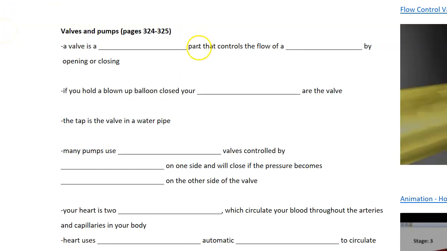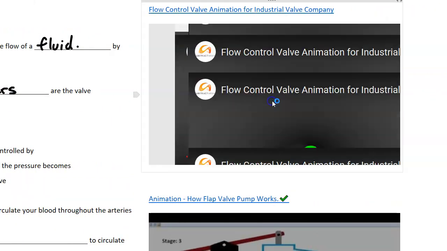Okay, throughout these systems, a lot of times valves and pumps will be used. A valve is really just a movable part that controls the flow of a fluid by opening or closing. Now, that fluid, again, can be liquid or gas. One of the easiest examples of this is when you blow up a balloon and you close your fingers. Your fingers wind up being the valve. And the tap is simply a pump in the water pipe.